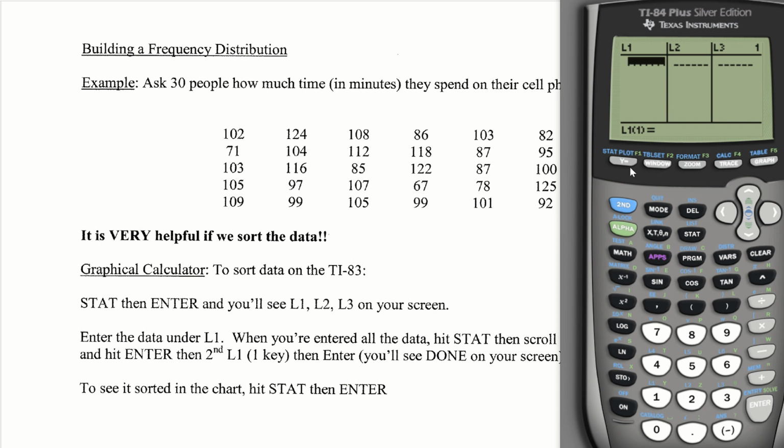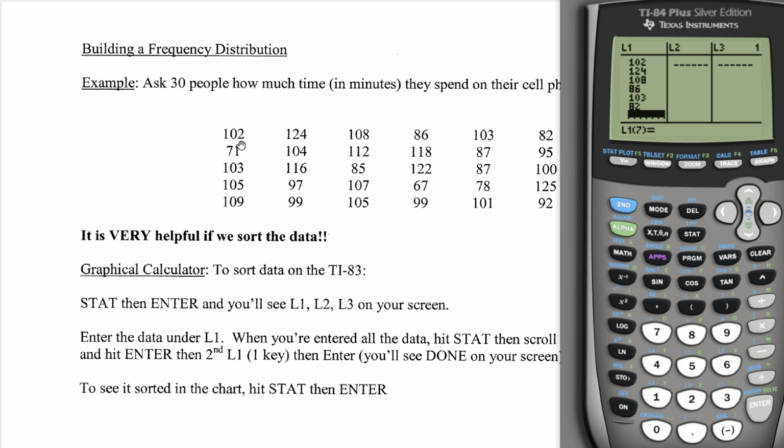I'll enter them going horizontally. The first number we have is 102. I'm then going to hit enter to jump down to the next entry. The next number is 124. I could hit enter again, or you can even use the cursor arrow down to continue. Next one is 108, 86, 103, and then 82. It's very important to understand that all of this data belongs to one data set.